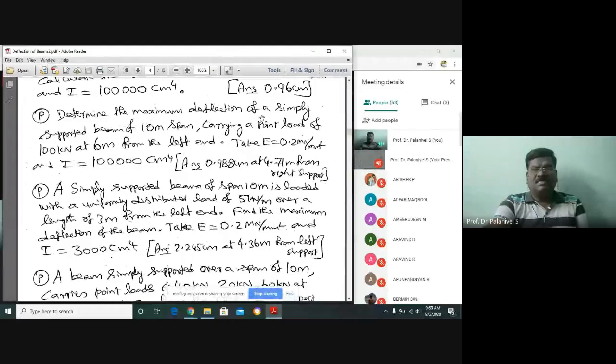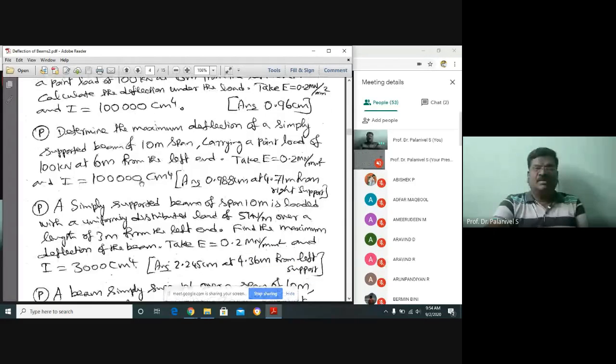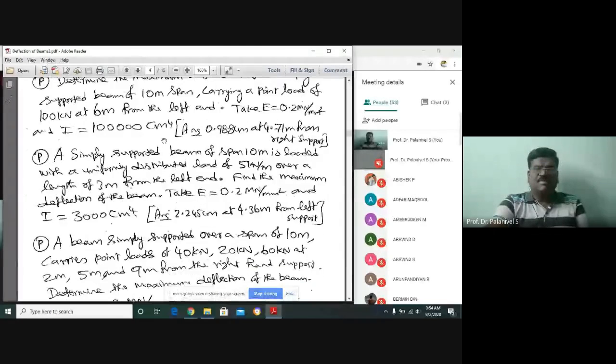Next, determine the maximum deflection of a simply supported beam of 10-meter span carrying a point load of 100 kilonewton at 6 meter from the left end. This is similar to the previous problem. Yes, the same problem is repeated here. I have written the problem twice. No problem. Likewise, there are 20 problems.